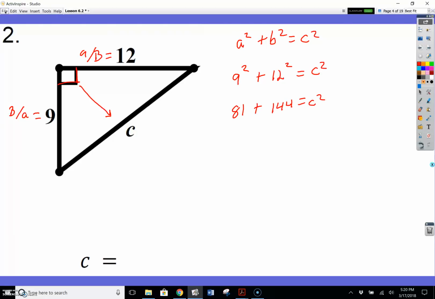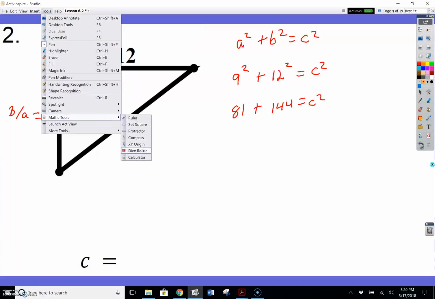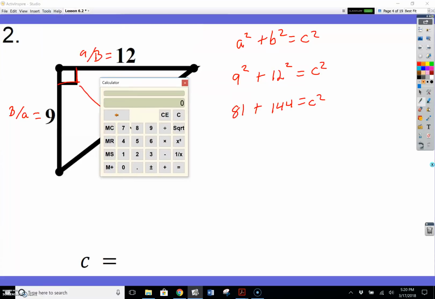Then I'm going to add these two together. You guys can take out your cell phones and use your calculators. I'm going to go ahead and bring up mine right now. I'm going to bring up my math tools, and then I'm going to have 81 plus 144 equals 225 equals C squared.